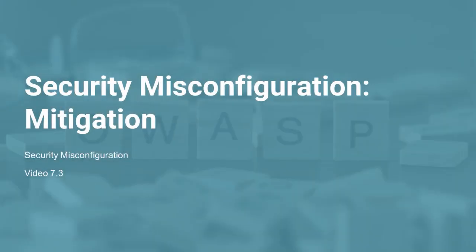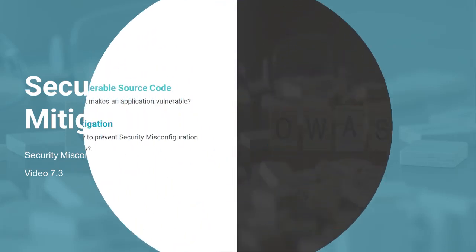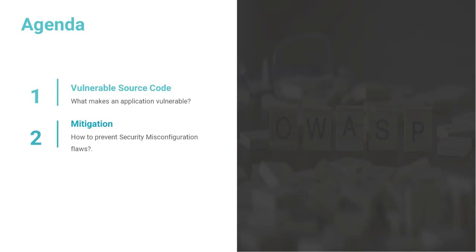Welcome to the third and last part of the security misconfiguration session. In this part, we will discuss security misconfiguration mitigation. We will start discussing what makes an application vulnerable, and then we will hunt OWASP Juice Shop vulnerable source code. Before closing this session, we will discuss how to avoid such vulnerabilities.